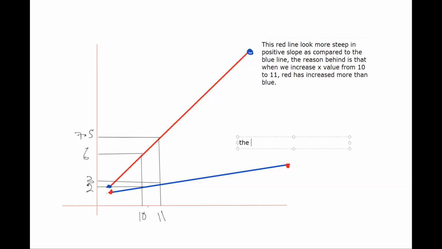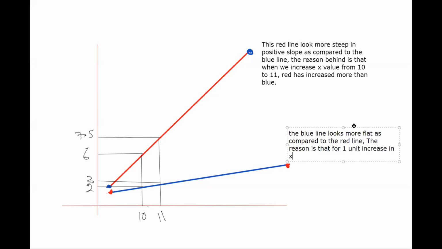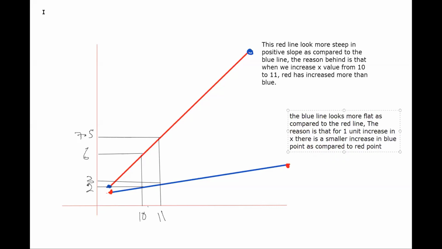So let's label the other one. The blue line looks more flat as compared to the red line. The reason is that for a 1 unit increase in x, there is a smaller increase in the blue point as compared to the red point. So what is this telling us here? Let's include it here.